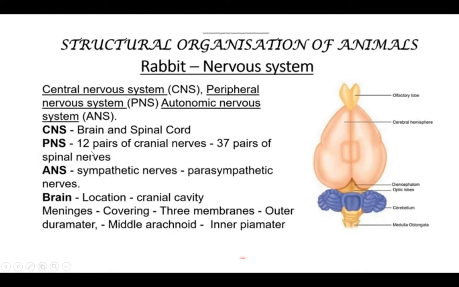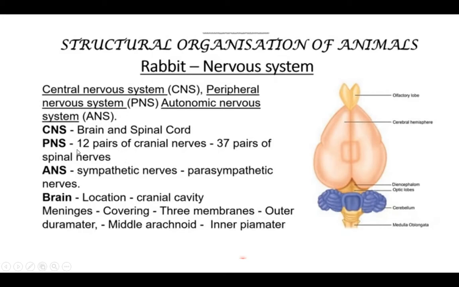Peripheral nervous system: there are 12 pairs of cranial nerves and 37 pairs of spinal nerves. The nerves which are arising from the cranial part, that is the brain, are 12 pairs, and they come under this peripheral nervous system. They are cranial nerves. And then there are 37 pairs of nerves which are arising from the spinal cord. They are called spinal nerves.